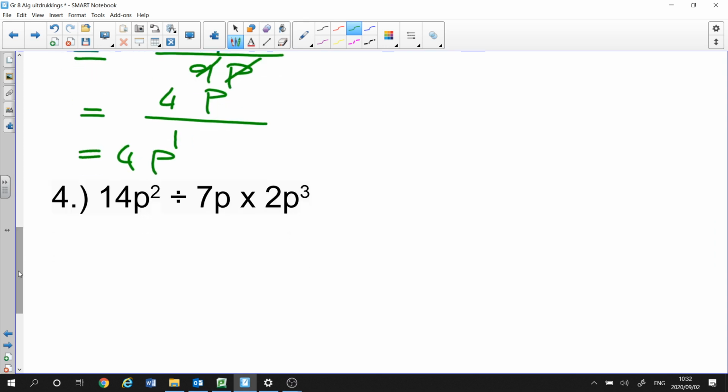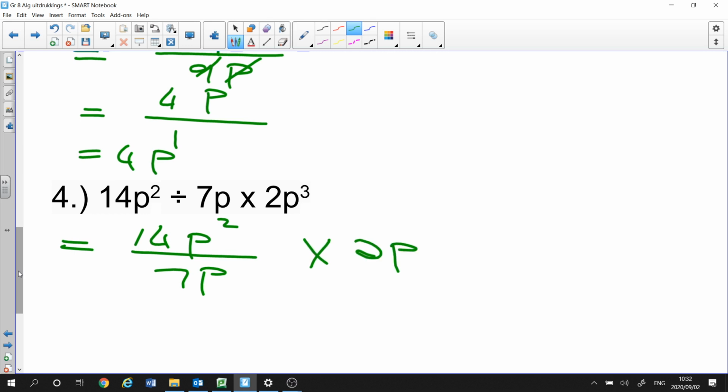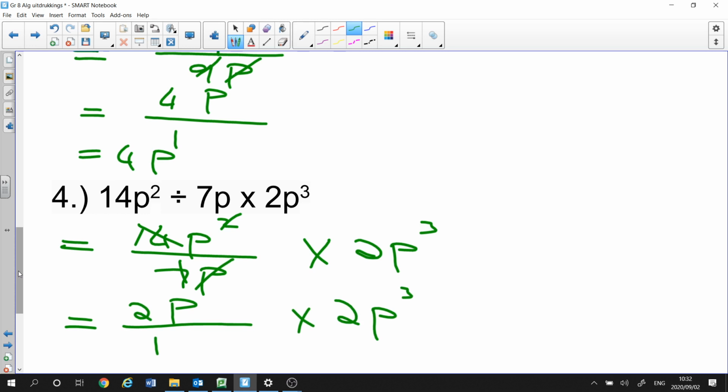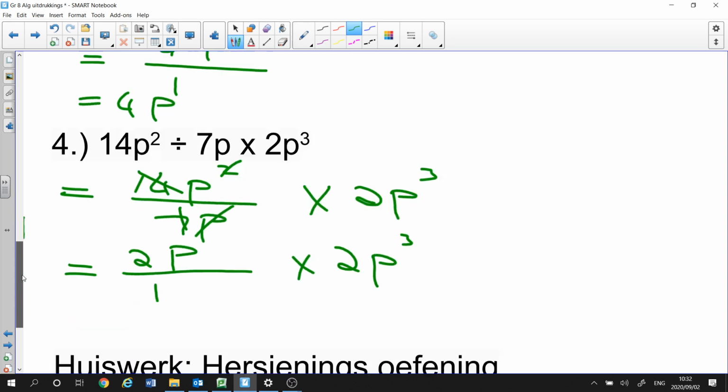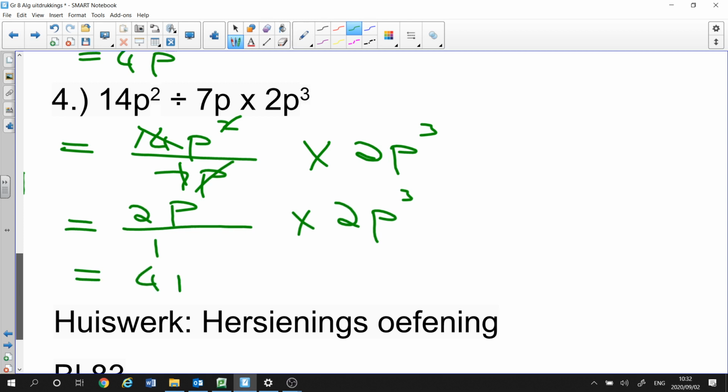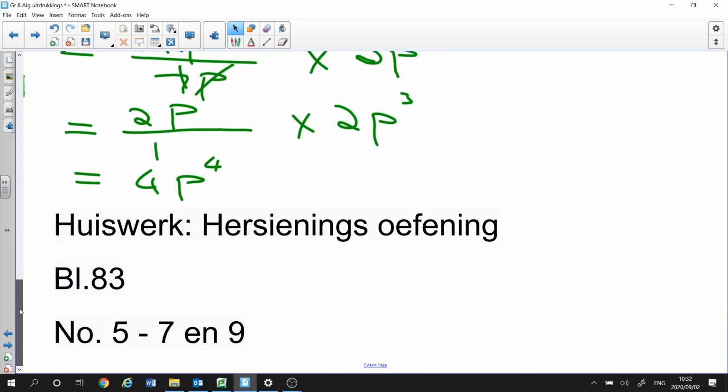Alright, then we go to the last one. Remember it's one term, but I can rewrite this as 14p squared over 7p times 2p cubed. Alright, so let's simplify this. 7 goes into itself once, into 14 twice. That p cancels with 1p, so I have a p on top left, times 2p cubed. So I have 2p times 2p cubed, and that is equal to 4p to the power of 4. Alright, so the homework is page 83, number 5 to 7 and 9.